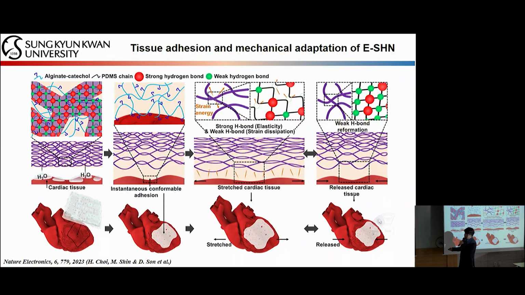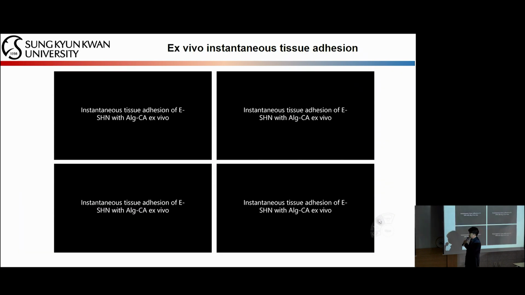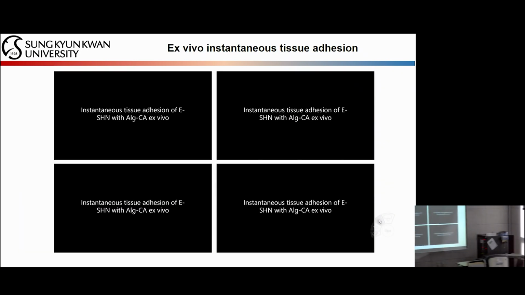And also the tissue adhesion on the repeated heartbeat pattern can be improved by the strain energy dissipation inside our polymer like this. This is a weak hydrogen bond that can be dissipated and debonded. And we also prepared ex vivo and in vivo experiments like this. I can show you the movies.